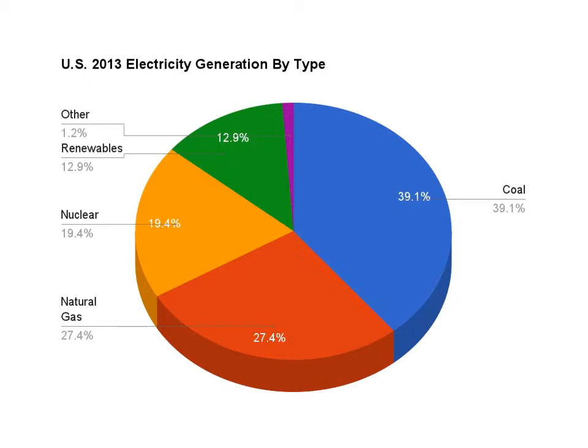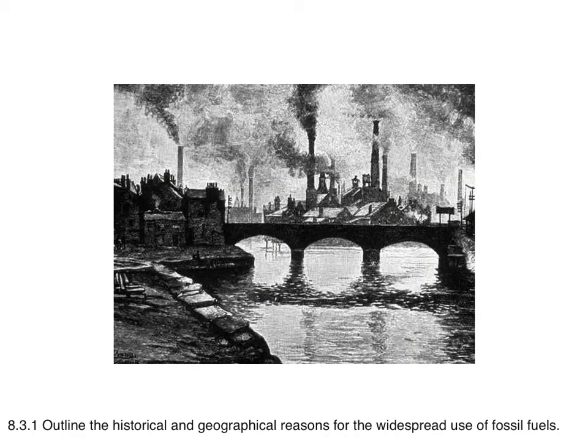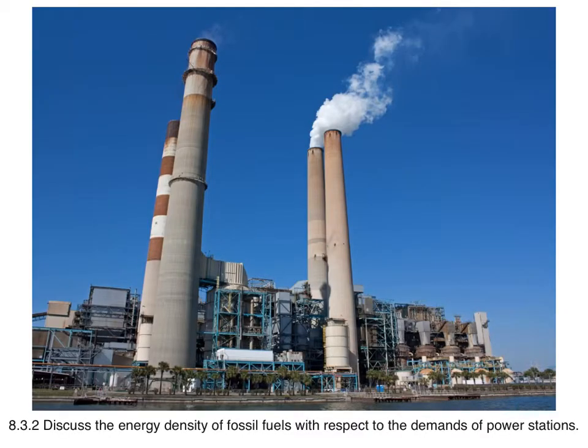As you can see from this pie chart, the vast majority of our electricity comes from burning fossil fuels. With the advent of the Industrial Revolution, we needed large amounts of energy to run the machinery in factories. Therefore, early industrial cities tended to develop near energy sources such as coal deposits. Fossil fuels make a good energy source for generating electricity because of their high energy density.